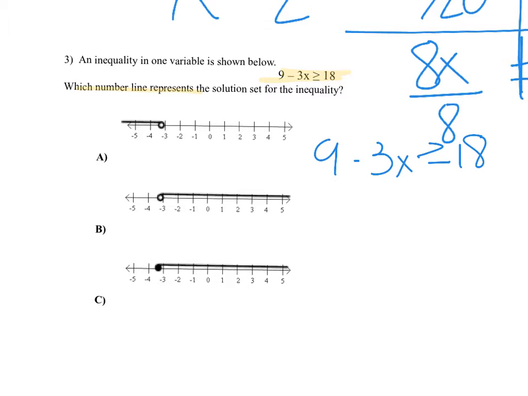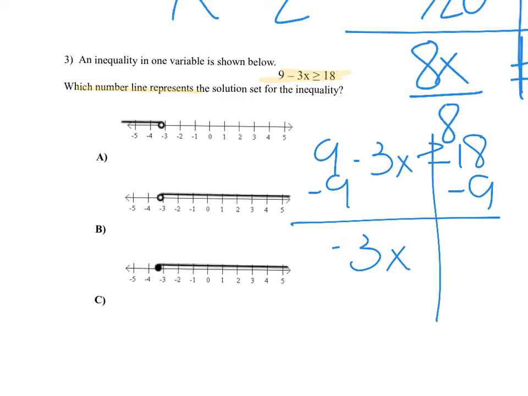Okay, so I'm going to solve for x. So I've got to move everything away. First, I'm going to subtract the 9 from both sides. And it's going to be negative 3x. 18 minus 9 is 9. I'm going to drop down my sign. Okay, so I have negative 3x is greater than or equal to 9.